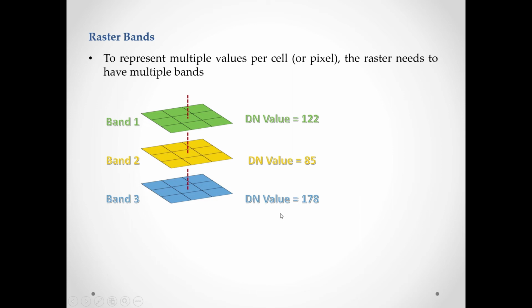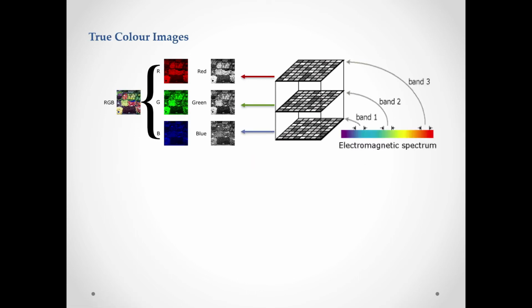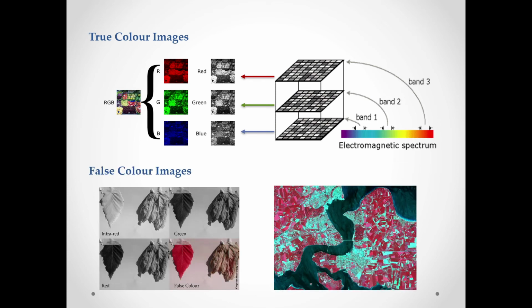Raster bands. To represent multiple values per cell or pixel, the raster needs to have multiple bands. Band 1, DN value 122, band 2, DN value 85, and band 3, DN value 178. Now let's see what is true color. True color is the combination of RGB, red, green, and blue, that represents the true color of the image. On the other hand, the false color image is used to visualize a particular thing in the picture by adding different color compositions.